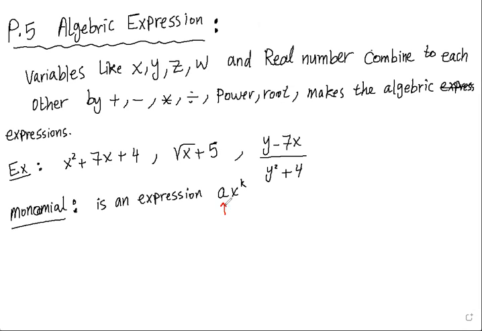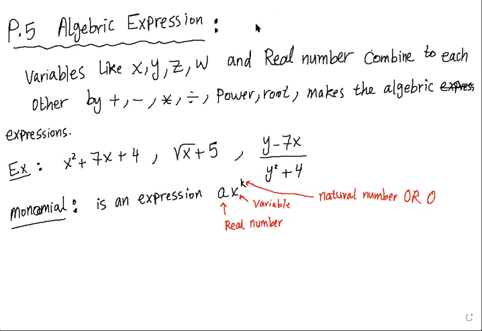So this here is a real number. And the x here is a variable. The k here is a natural number. The k is the power, a natural number or 0. Okay.